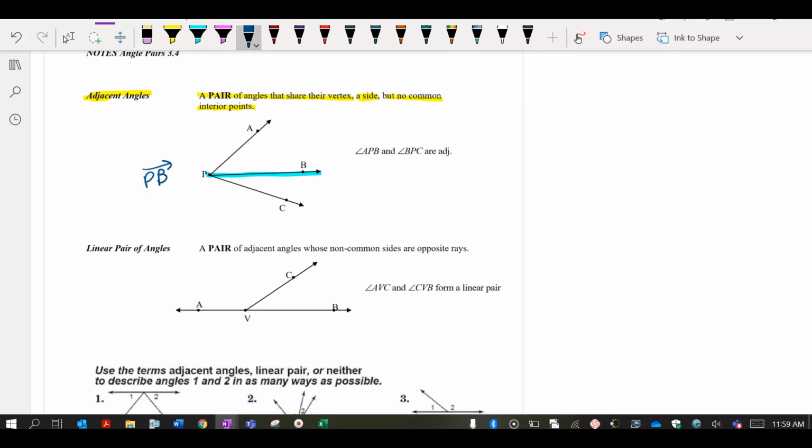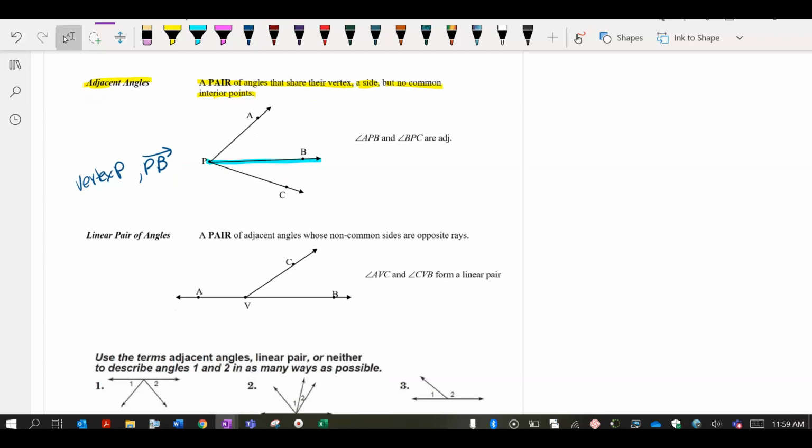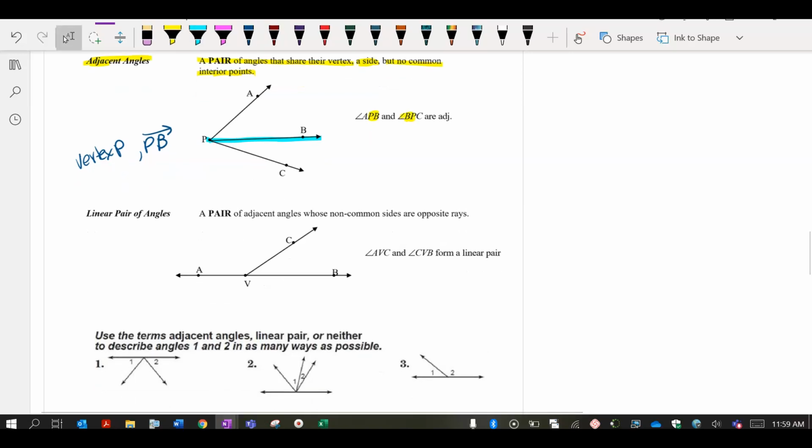PB and the vertex P. Okay, so notice in here when we're looking at the names of the angles, we have PB and BP. If they're adjacent, they will both have two of the same points.